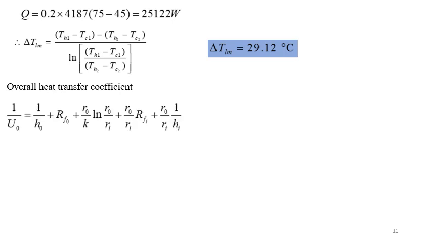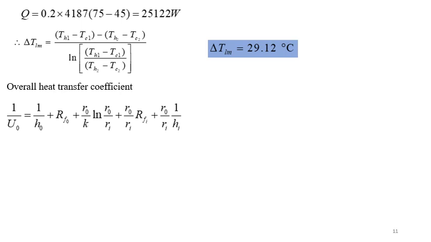So we know the equation: 1 by U naught is equal to 1 by h naught plus Rf naught plus r naught by k into ln(r naught by ri) plus r naught by ri into Rfi plus r naught by ri into 1 by hi. This is a standard relation to find the overall heat transfer coefficient based on the outside surface or inside surface. Both relations are given, so we will consider the outside. Now here fouling factors are not given, so they are neglected, and also the thermal conductivity is not given, so it is also neglected.